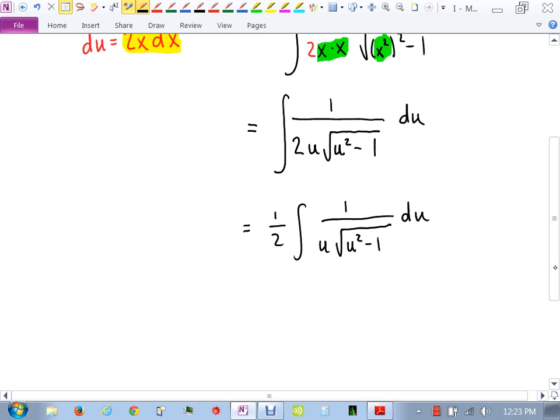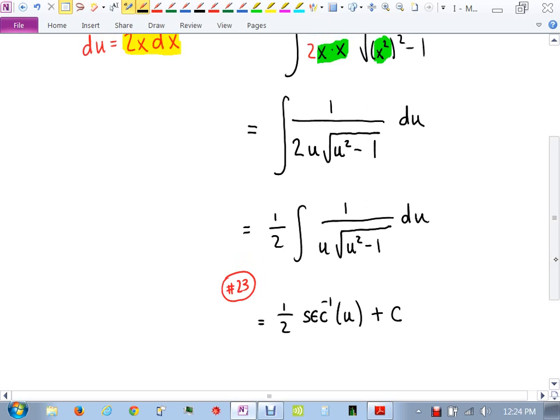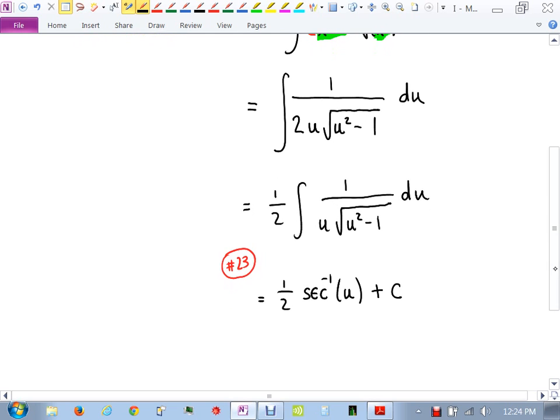What number is it? Number 23. The antiderivative of that should be what? So, secant inverse of u plus a constant. Okay? And then what's u? X squared.